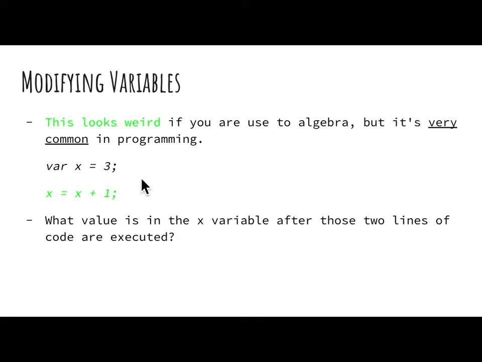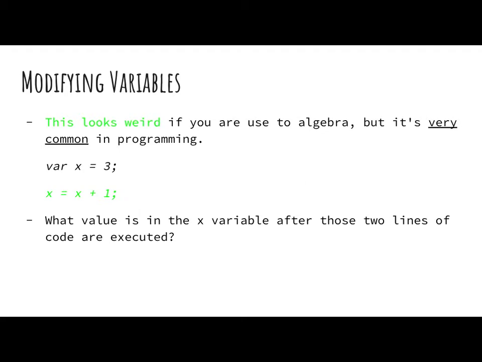Now here's the new stuff. x equals x plus 1. I call it the updating step or the modifying step. This is the new part. It looks a little weird, so let's walk through an example. var x equals 3, and in green afterwards it says x equals x plus 1. What do you think the value of x will be?